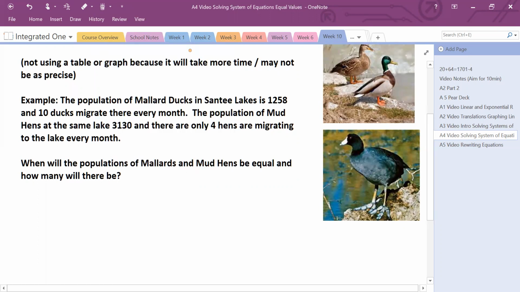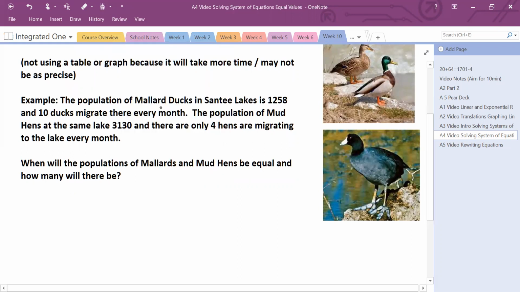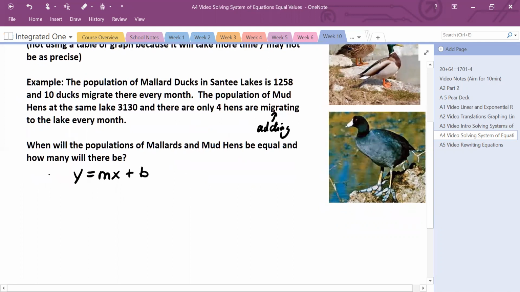So the mallards I'll put in orange. And remember, it's a linear equation. How do I know? Because when I say migrate, I'm saying adding. So when I'm using this word migrate, I mean adding. So we know it's going to be in this y equals mx plus b form. This is a linear equation that we'll be writing.